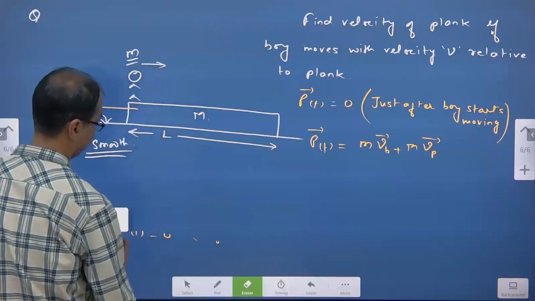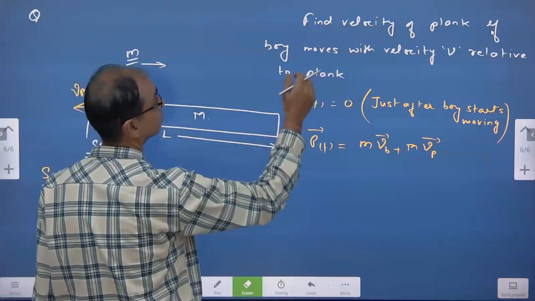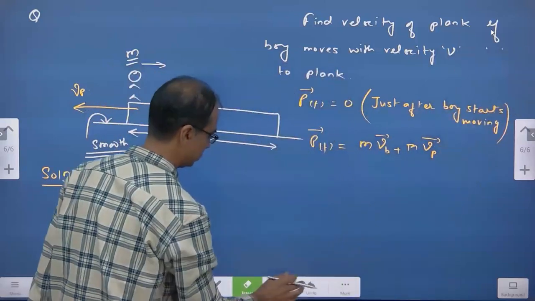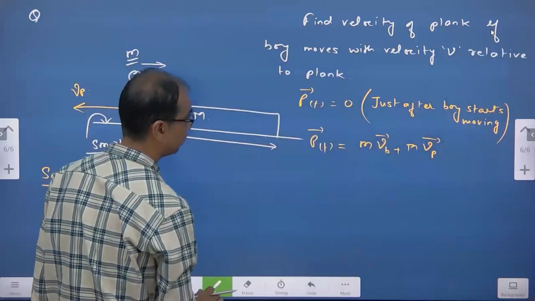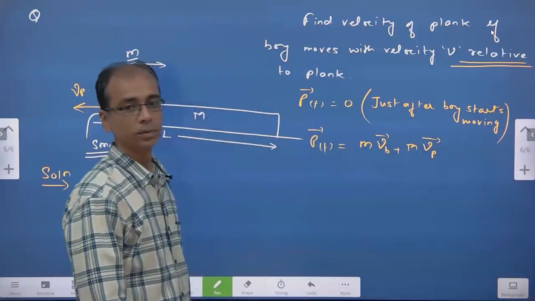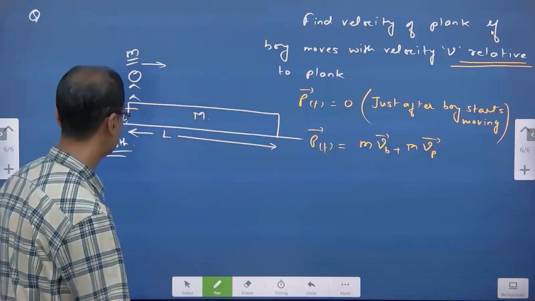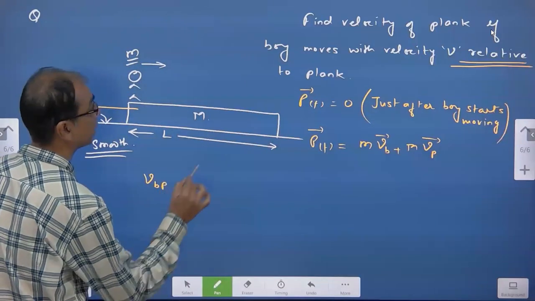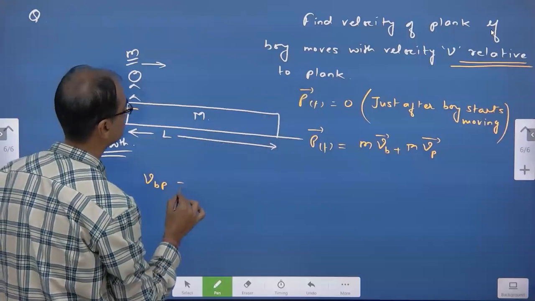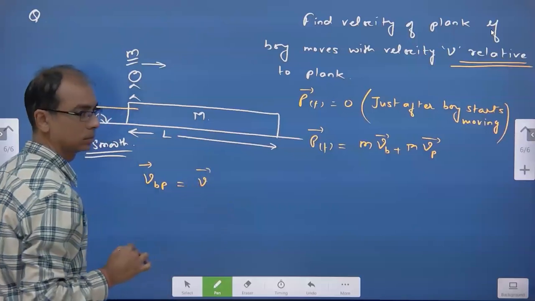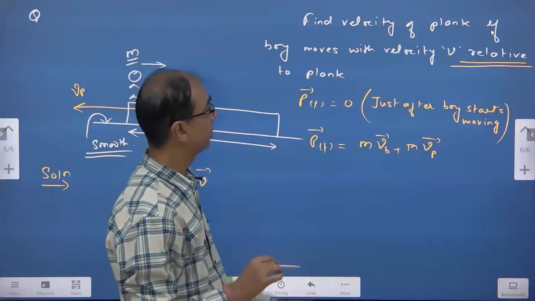Now see, in this question, one thing is given. Relative. This term. What is the meaning of this? Relative means he's saying velocity of boy with respect to plank is v. Velocity of boy with respect to plank is v.